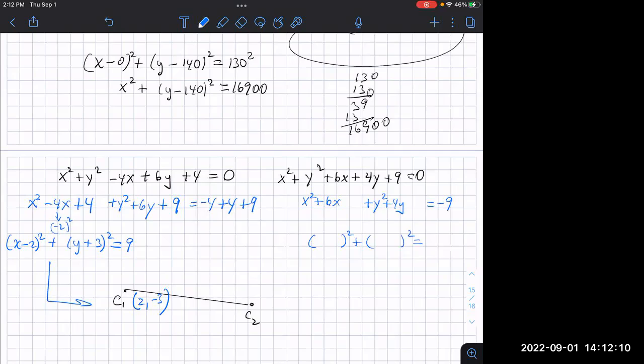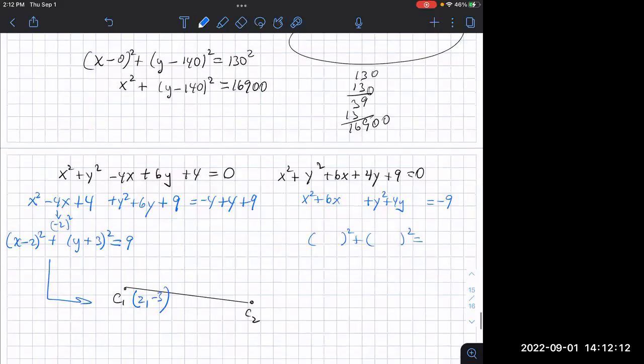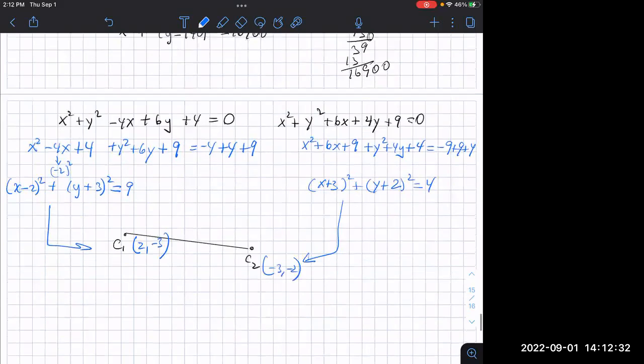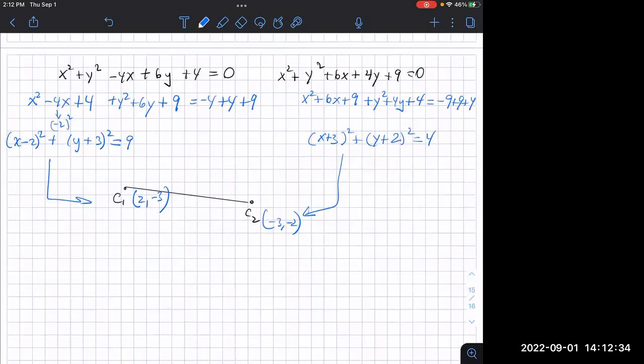So it would be (x + 3)² plus (y + 2)². Okay, so you added a 9 and a 4. So it would be 4. And then it would be at (-3, -2). Okay, so now you want the equation of the line.